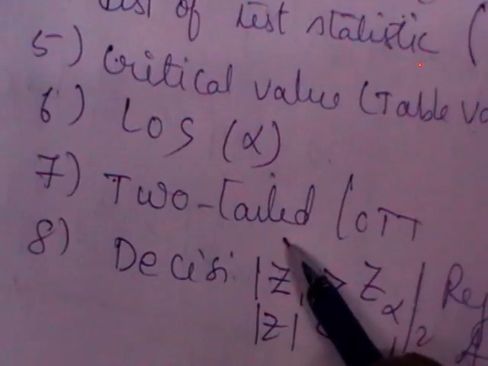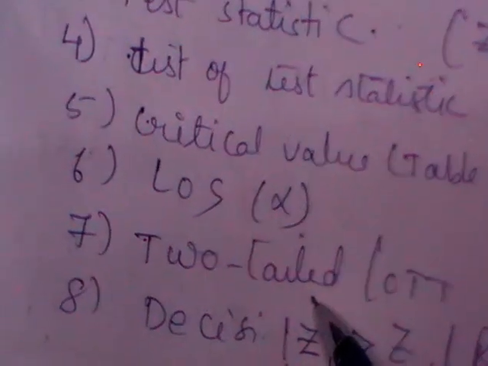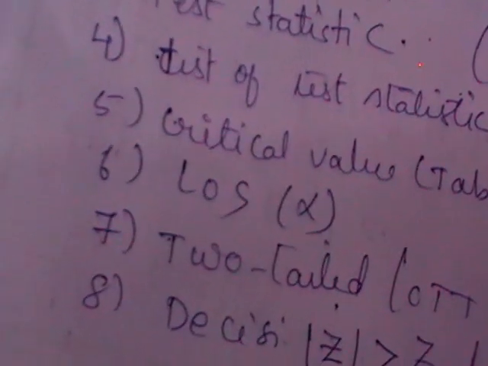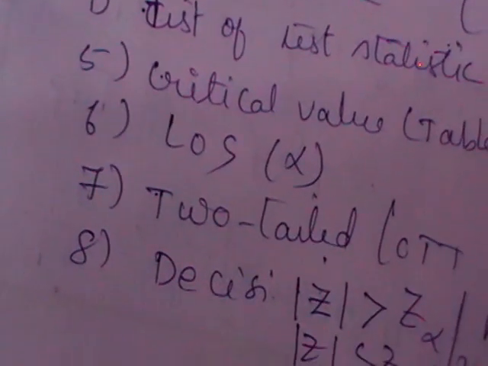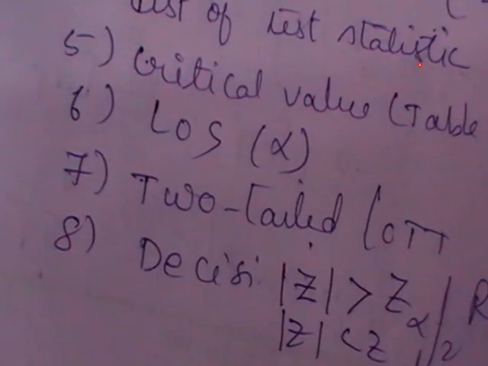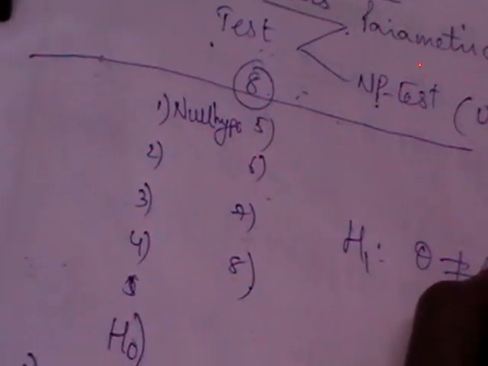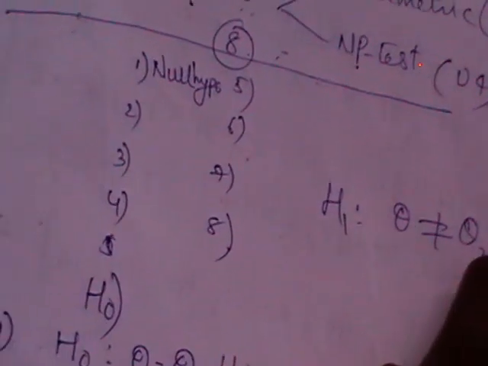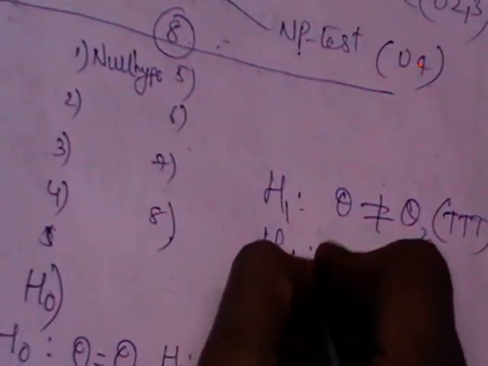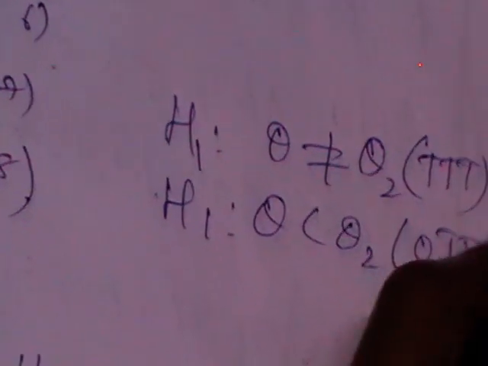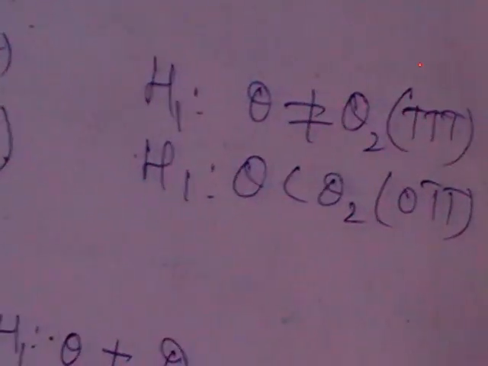Then you should decide whether it is a two-tailed or one-tailed test. How do you decide a test is a one-tailed or two-tailed test? Depending upon the alternative hypothesis. Whenever the alternative hypothesis is of not equal to type, we call that a two-tailed test. If the alternative hypothesis involves less than or greater than symbols, we call that a one-tailed test. You should decide the nature of the test.